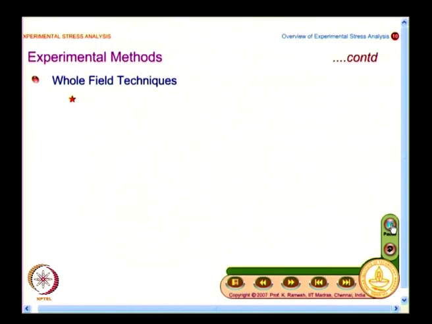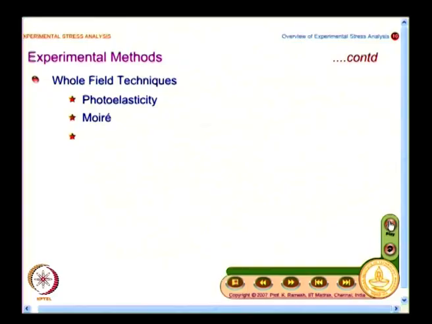Among whole field techniques, one of the very popular and widely used experimental methods is photoelasticity. We will see later what information these experimental techniques give directly. Essentially, photoelasticity gives sigma 1 minus sigma 2 contours, and you have moire that essentially gives displacements, and you have brittle coatings that give you the direction of principal stress.